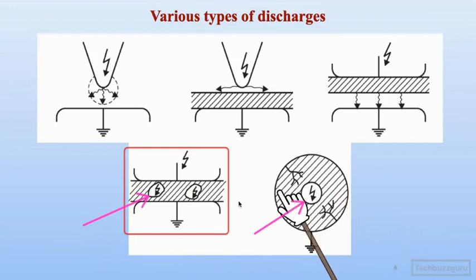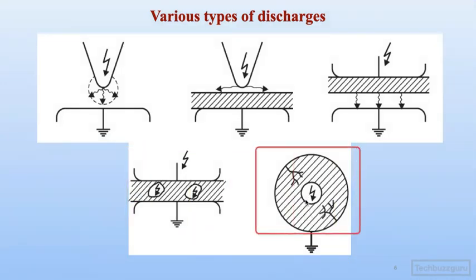But generally we are expecting that the insulator should not conduct. Conduction is there because of the failure of the air gap here. So these are the lower two figures, and these are examples of internal discharges.